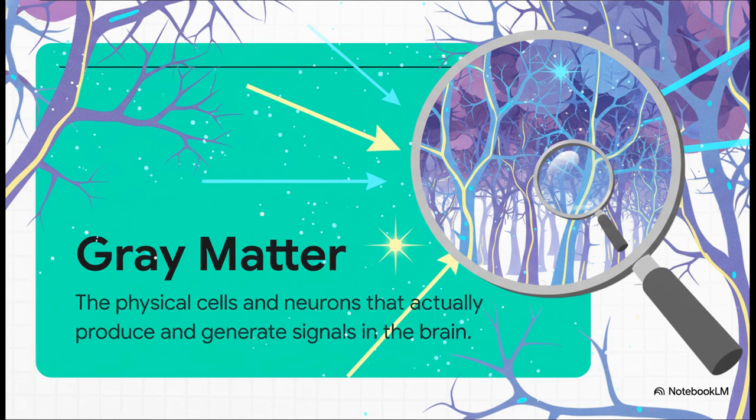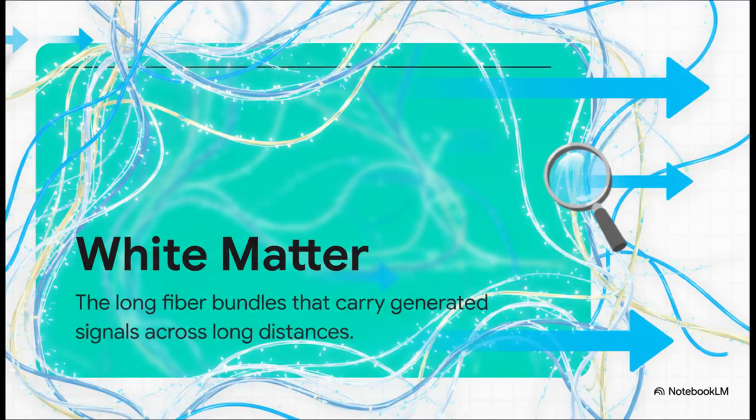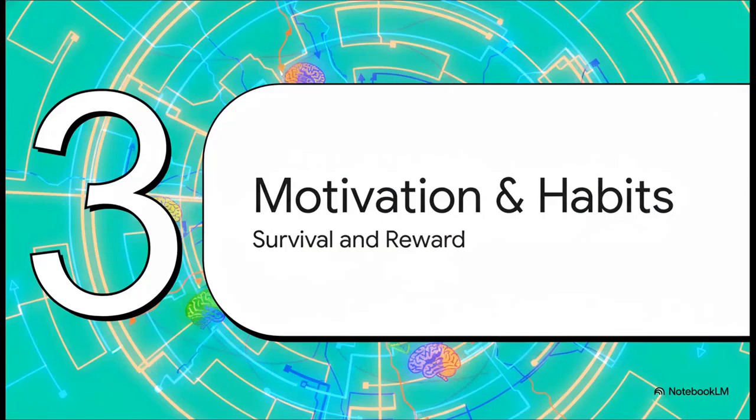So when you make a really tough decision or recall a favorite childhood memory or come up with a brilliant new idea, that action is fundamentally born right there in your gray matter. But if gray matter is the factory actually producing the signals, white matter is basically your brain's high-speed internet cable. It's made up of these long fiber bundles, and it carries those generated signals across vast distances inside your head. It connects different parts of the brain together and fires commands all the way down your spinal cord out to your limbs.